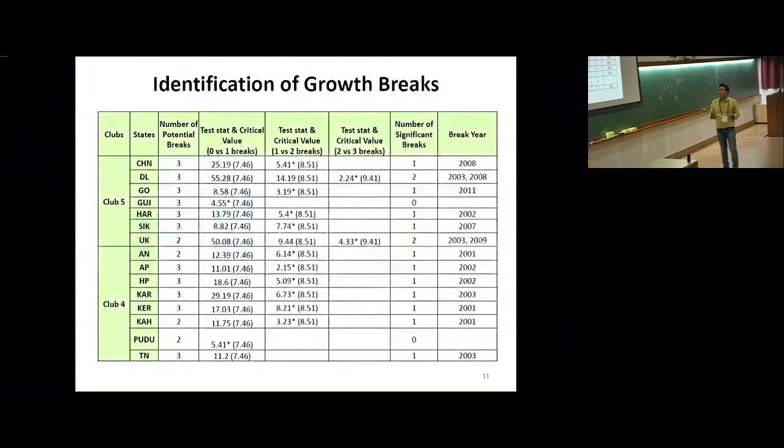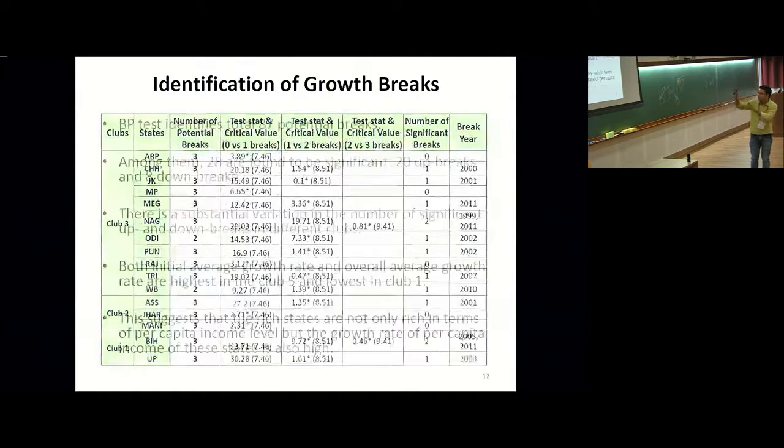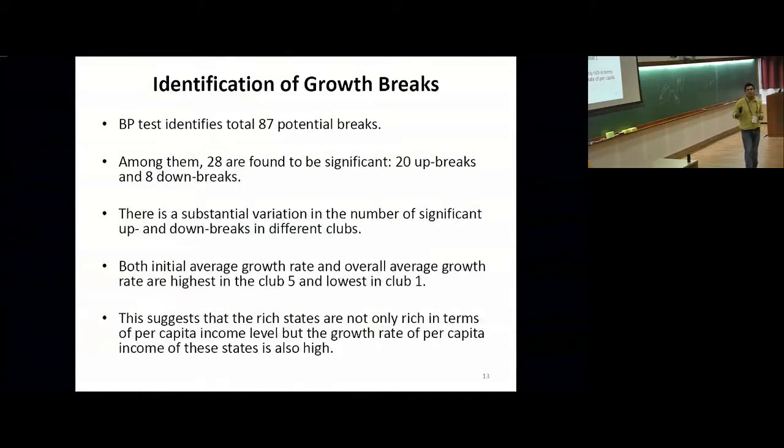So, in order to capture the second kind of unevenness, we applied the Bai-Perron test, and these are the results of the Bai-Perron test. I can give you a summary. Applying this test, we found a total of 87 potential breaks in the first step, but in the second step only 28 of them were identified as significant. And among these 28 significant breaks, there are 20 upbreaks and 8 downbreaks.